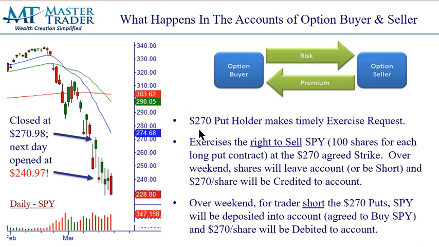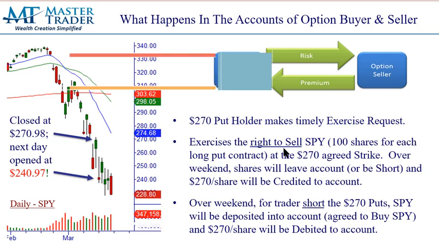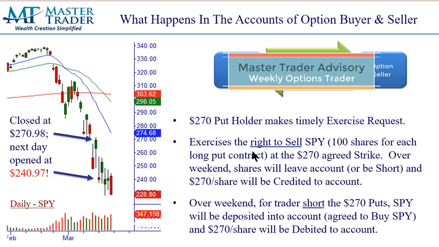So do you think the person who was long the 270 put, who made the exercise notice, is happy? You better believe it. And do you think the short seller of that put is not happy? Let's go through it. So let's assume the put holder made a timely exercise request to his broker. He is exercising his right to sell spiders, and that represents 100 shares of the ETF for every one contract at the 270 agreed strike.